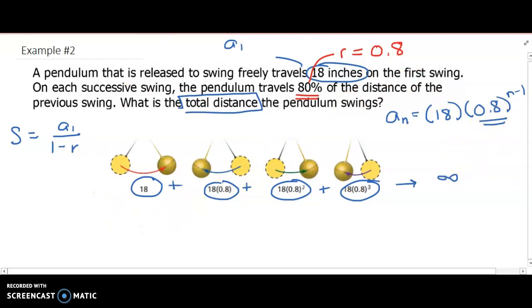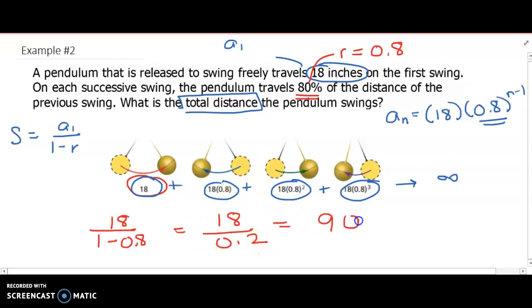So if I wanted to do this, I would write our a1, which is 18, over 1 minus r, and our r is 0.8. So this is just 18 over 0.2. And if you put that into your calculator, you would get that it travels 90 inches.